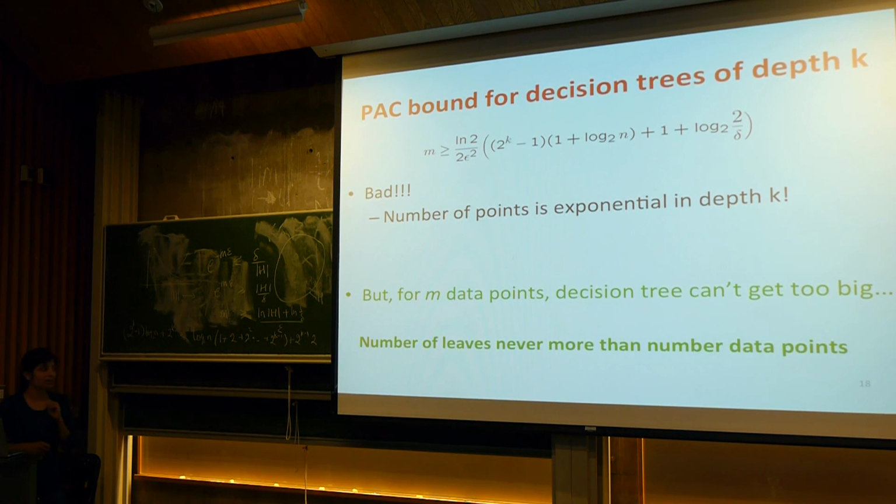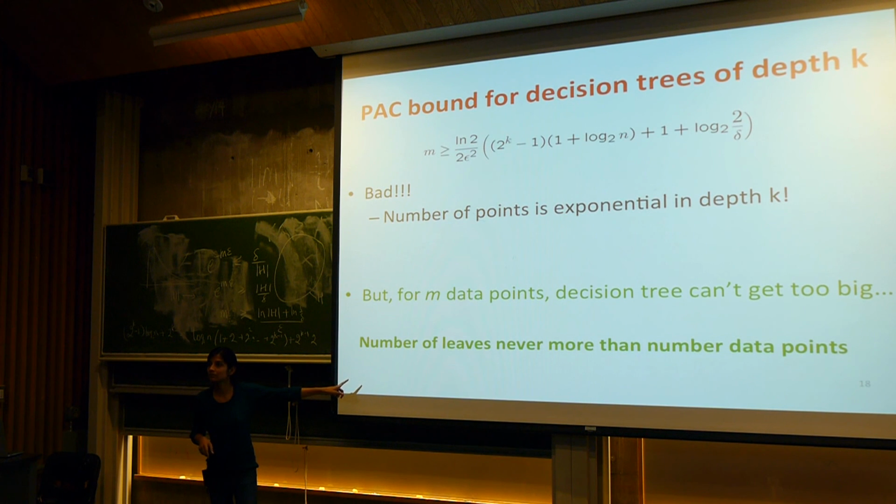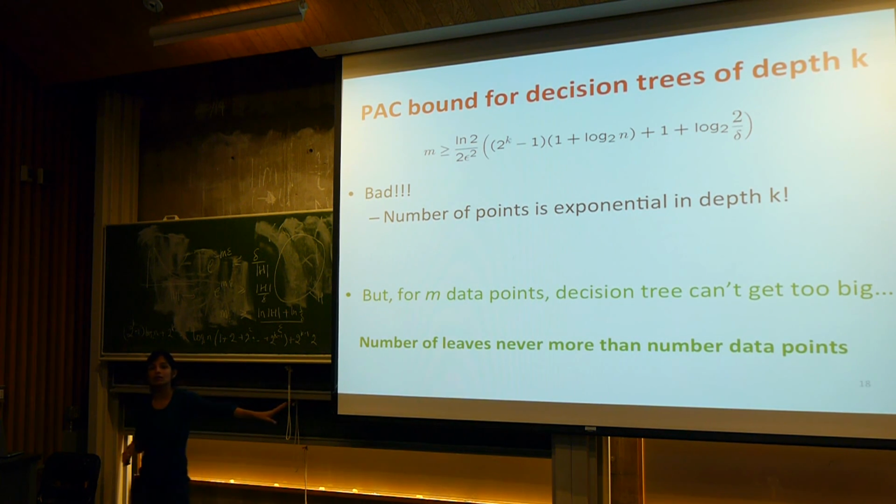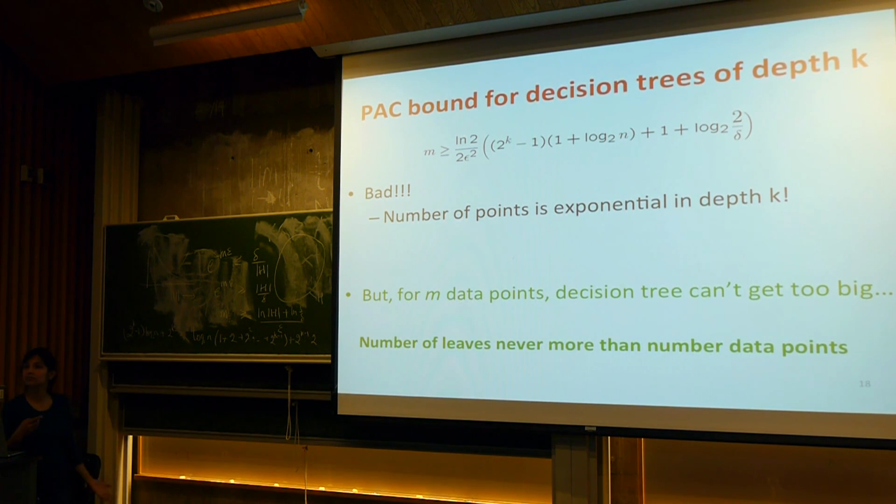So maybe the right way to think about it is not in terms of how many trees of a certain depth. There can be many, but most of them are going to be useless because they are just not giving us anything meaningful. They're just giving empty leaves. We are splitting on empty leaves. But we should think about how many decision trees there are with a certain number of leaves, right? Because given m data points, we cannot have more than that many leaves.